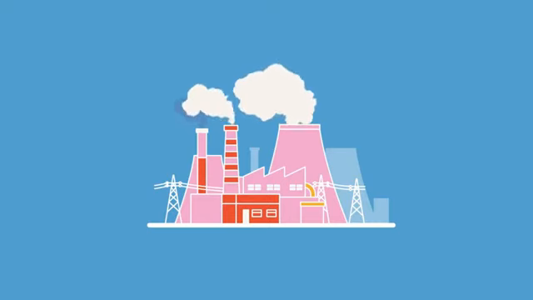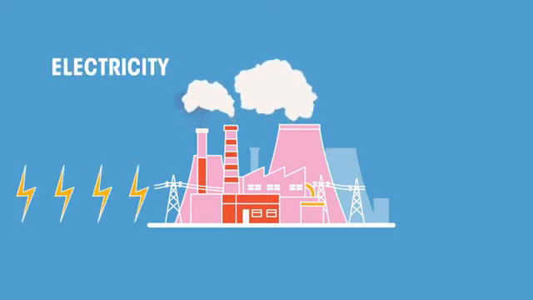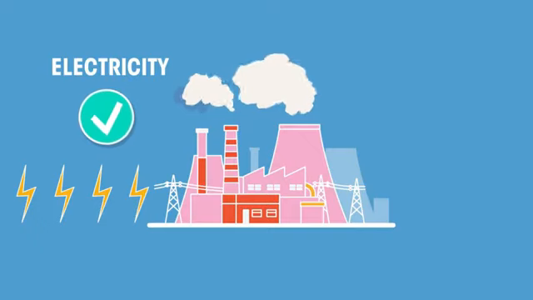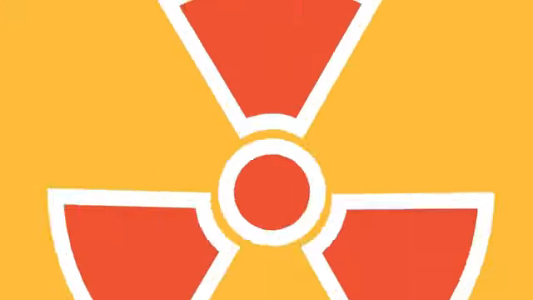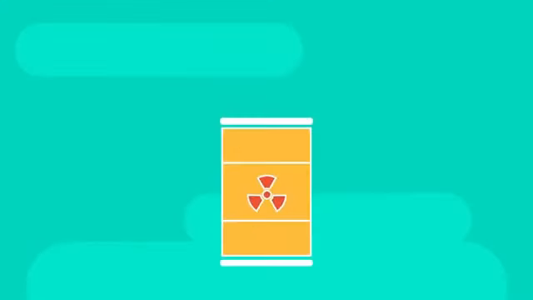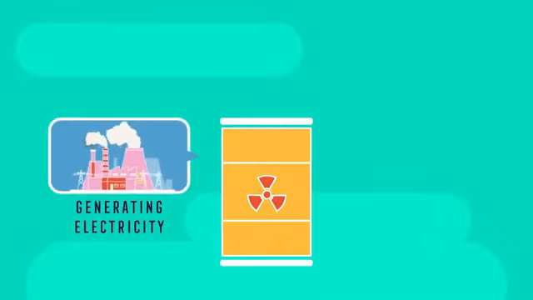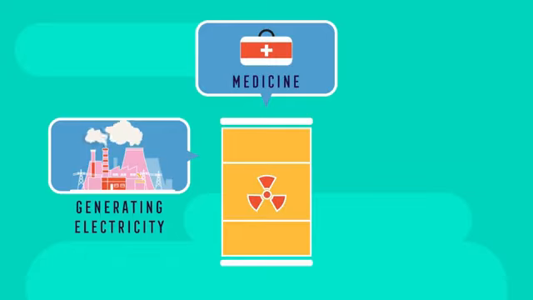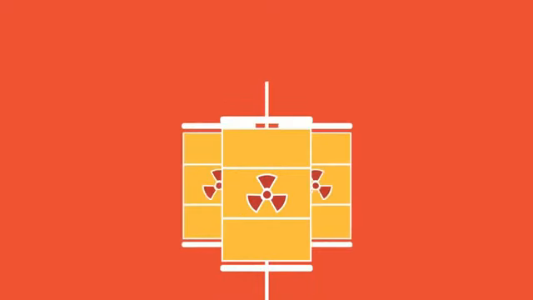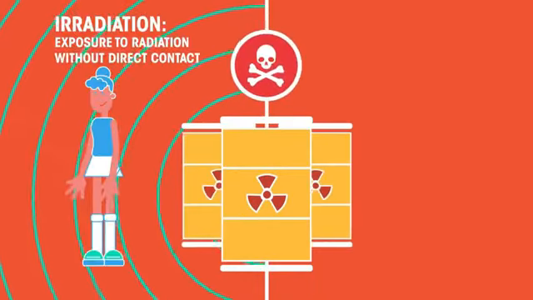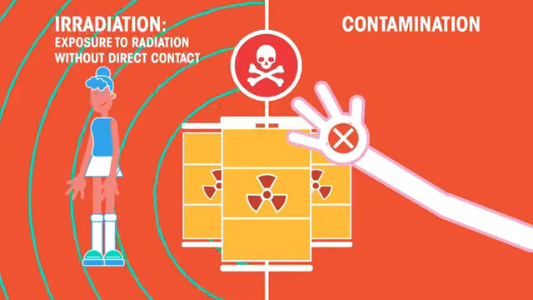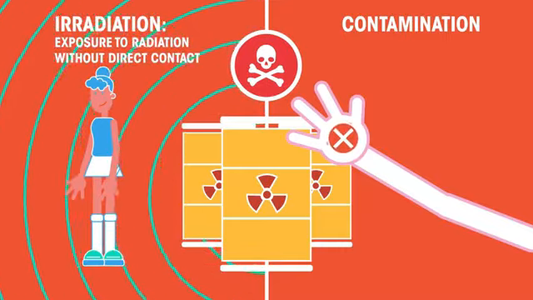Nuclear power stations produce electricity, which of course is extremely useful. However, they also make radioactive waste. Radioactive waste can come from a range of activities, including generating electricity from nuclear power stations, treating medical illnesses, and conducting research. Did you know that radioactive waste can be harmful to us, either by irradiation or contamination? We're going to look at these two in this video.